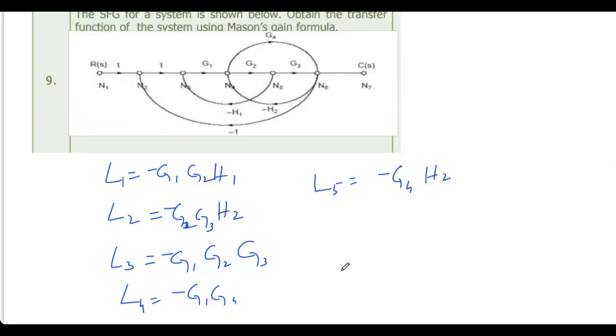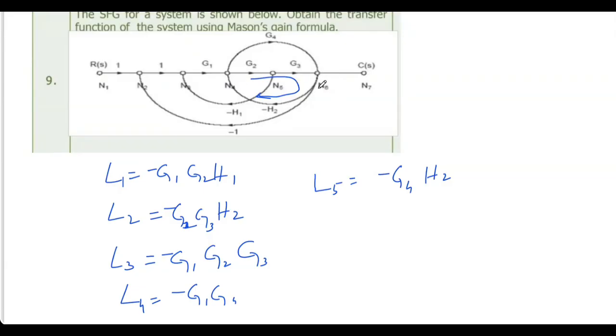Yes, sir. Sir, I have a doubt. In finding loops, when I saw this diagram first, I thought there are only 3 loops, but you said that there are 5 loops, sir. How? This is one loop, right? Yes, sir. This is one loop.